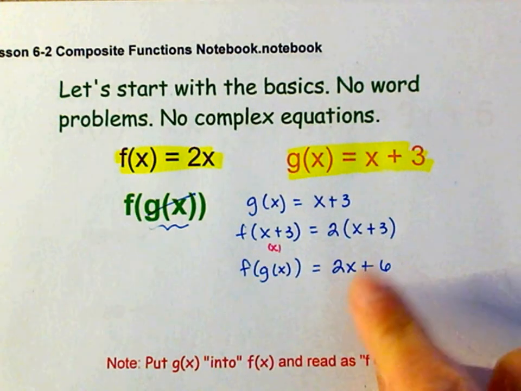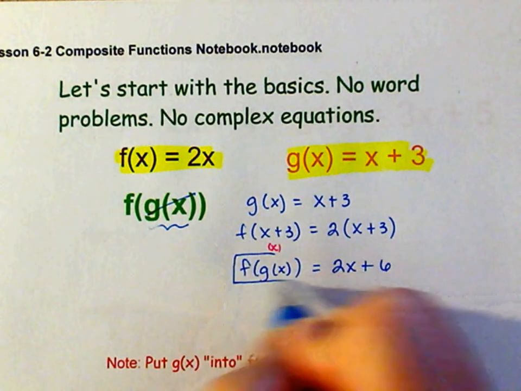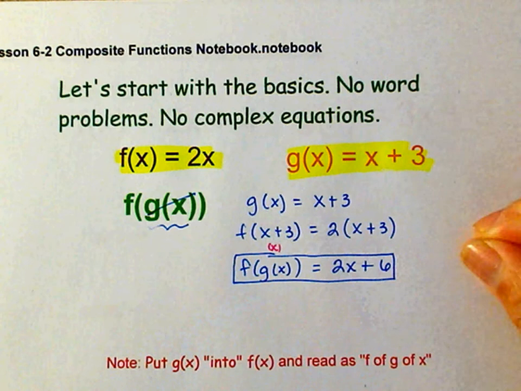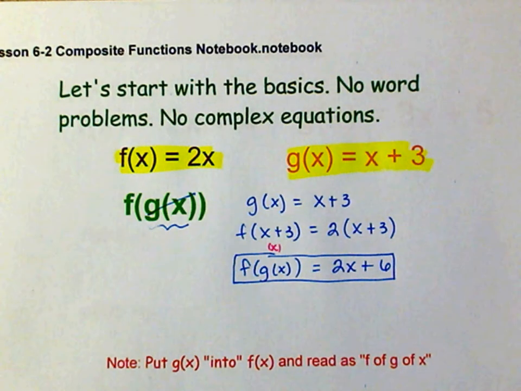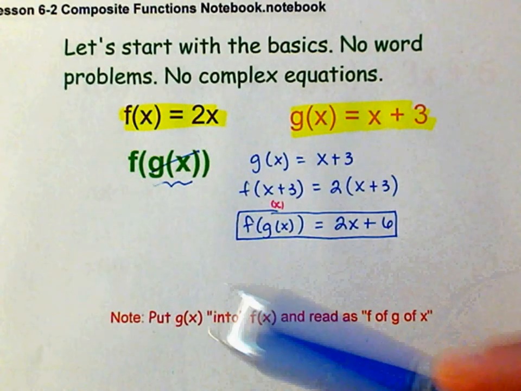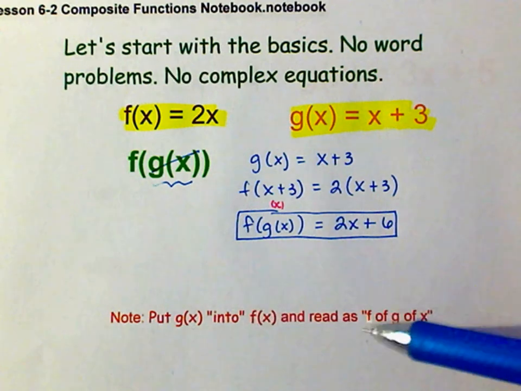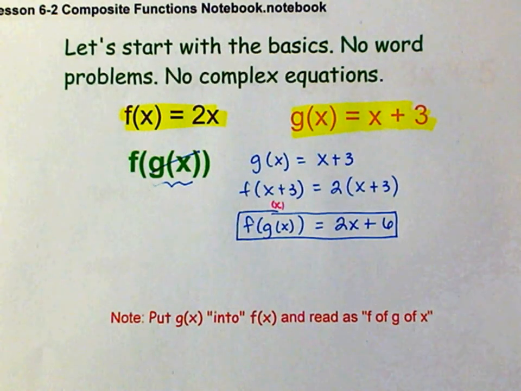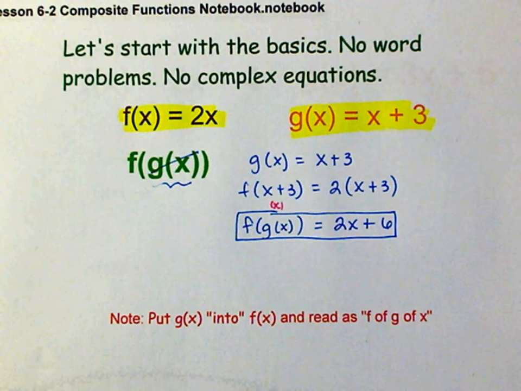And then you're going to simplify. So you're going to distribute. 2 times x is 2x. 2 times 3 is positive 6. So when it's f of g of x, it's going to come out to be 2x plus 6. So basically you are substituting a new x and then you are simplifying. Okay?